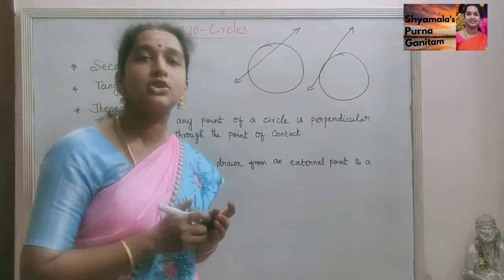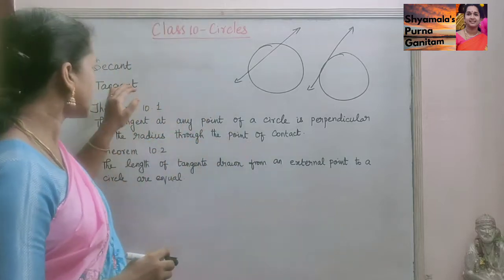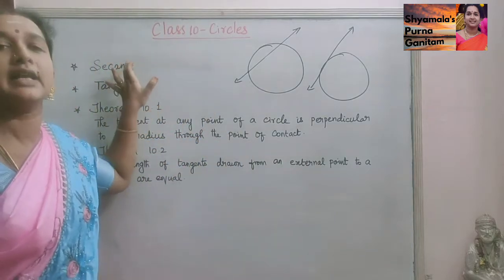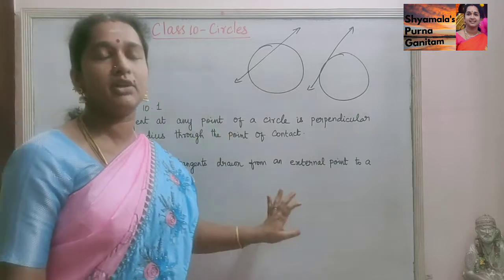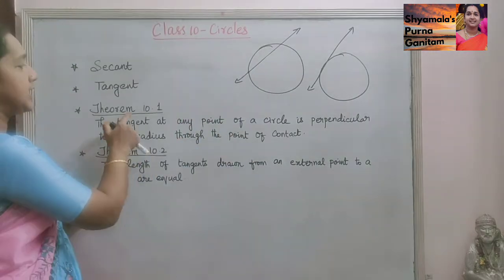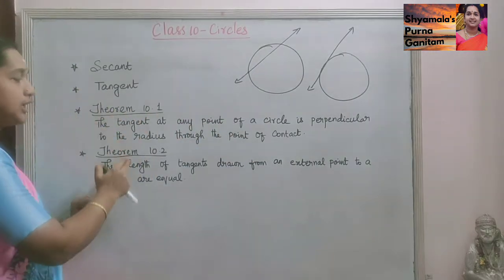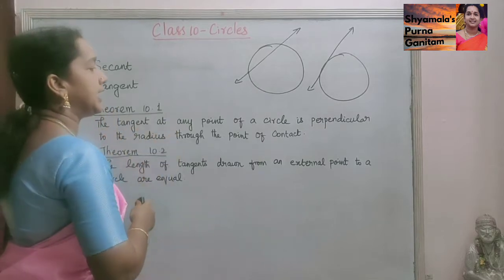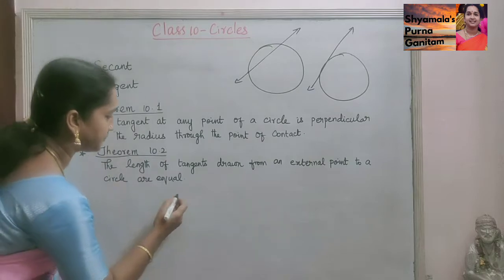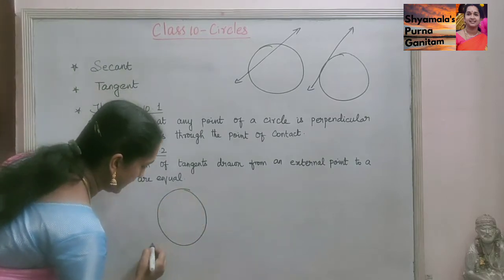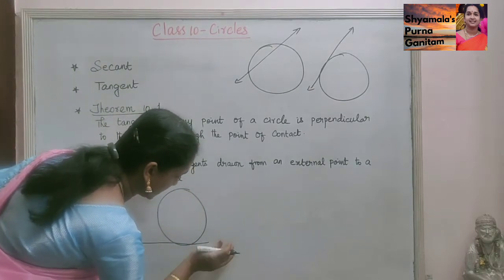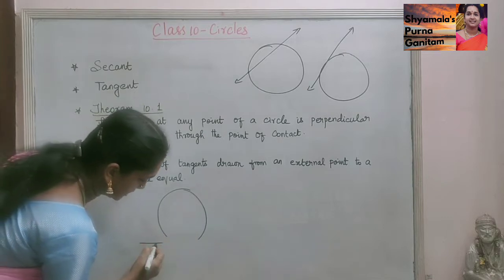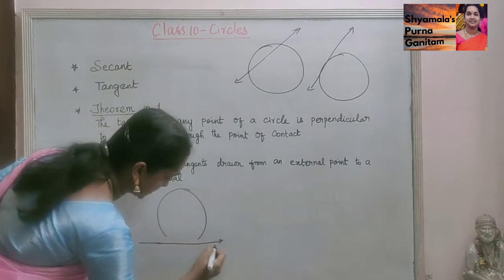Okay, so these things are very important. How we are going to deal with the tangent and secant is what we are going to do in this chapter. Now theorem 10.1. Two theorems are there, and both the theorems are very important. The tangent at any point of a circle. So if a circle is there and a tangent is there, tangent means a line that touches the circle at 1 point.